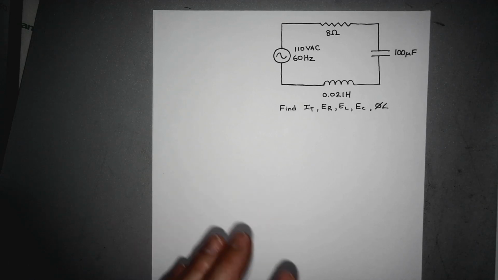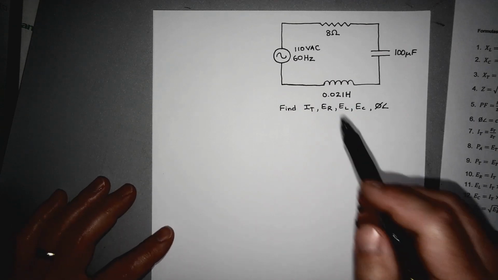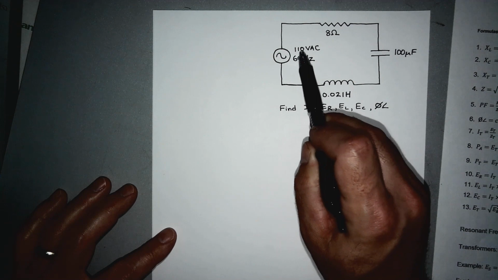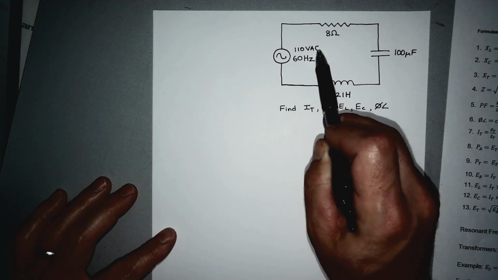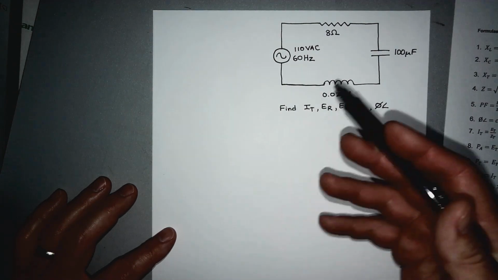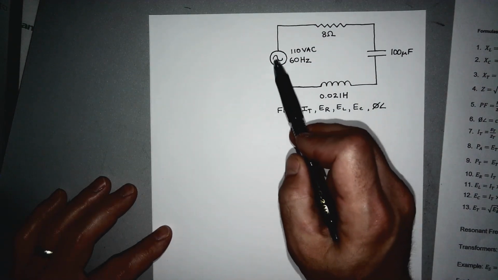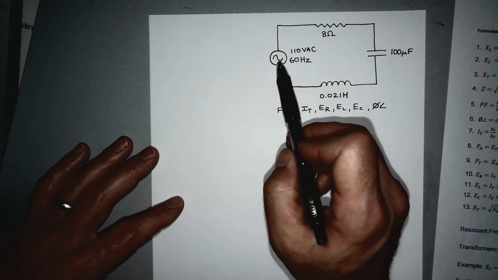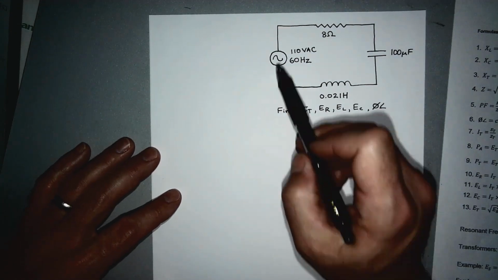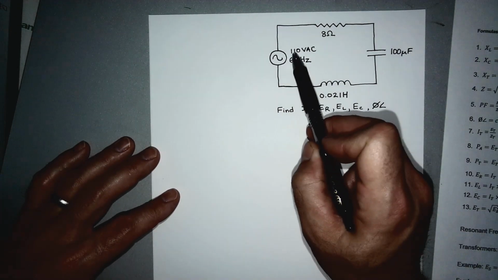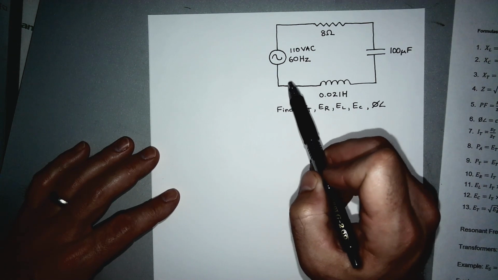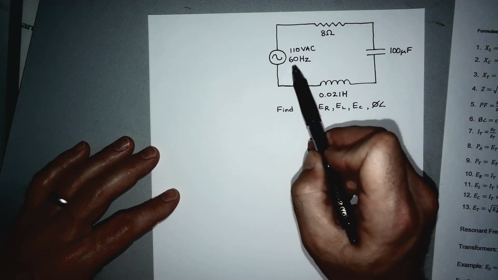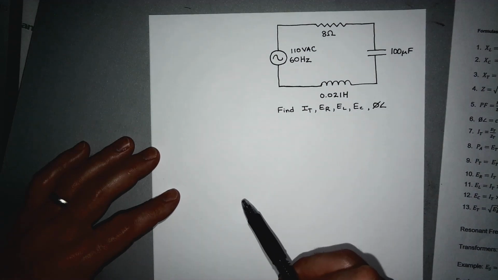Looking at this problem, by now you should be able to identify that this is a series circuit. We have one path for current to flow, and so by definition that makes it a series circuit. Here we have 110 volts AC, so alternating current coming out of our source. It's kind of like our battery, but we don't represent batteries in AC because batteries are DC, so we just say this is some kind of signal generator. It's generating an AC wave, and it's coming out as 110 volts AC. The frequency of the output is 60 hertz.